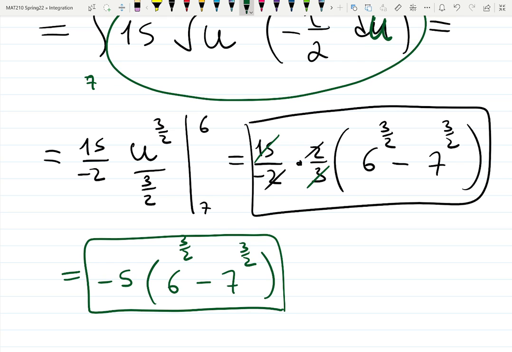How do you feel about that? Let me check. So whenever we use U-substitution, we have to replace both. Yeah, change the limits of integration, A and B.